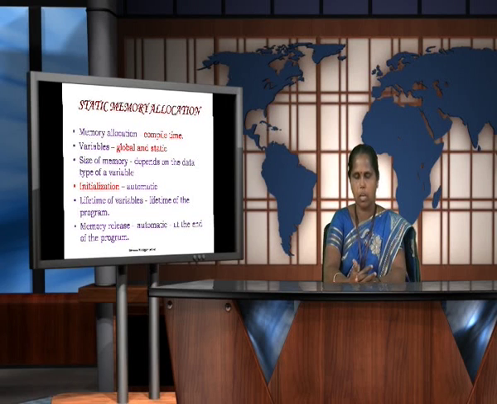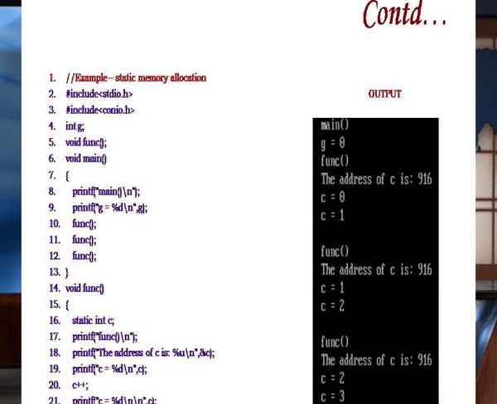These variables are automatically initialized, and the allocated memory is automatically released when the program comes to an end. So the scope and the lifetime of static variables is throughout the program. The next example shows the usage of static variable.